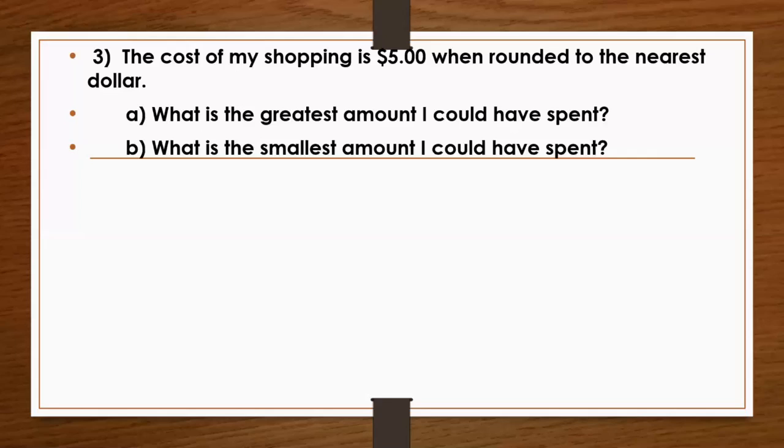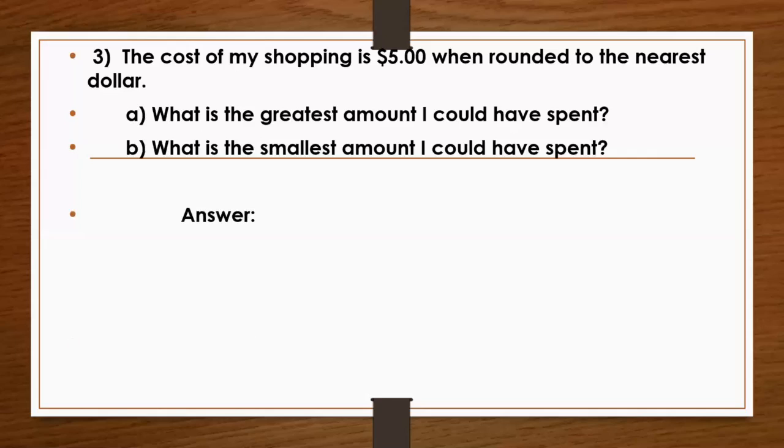For example, if you have $1.29, the cents part seems to be less than 50, so rounding to the nearest dollar means $1. Suppose you're having $1.52, the cents part is more than 50, so we are rounding $1.52 as $2. So keeping this concept in your mind, we need to find the greatest amount as well as the smallest amount. Whenever you try to round these greatest as well as smallest amounts, it should be $5.